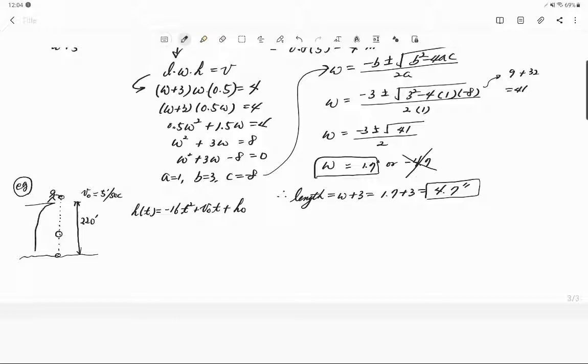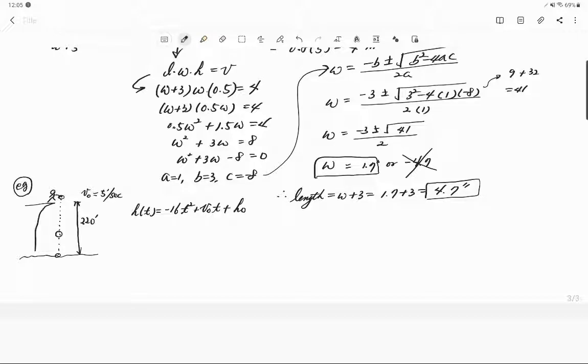Okay, next example is this. When you drop an object from a certain height, the height formula is equal to negative 16t squared plus v0t plus h0. In this case, v0 is the initial speed. So if you throw a ball or if you just release the ball, then there is the initial speed. The initial speed is given, which is 5 feet per second. And h0 is the initial height, which is where the object is thrown or released. The initial height is given, which is 220 feet.